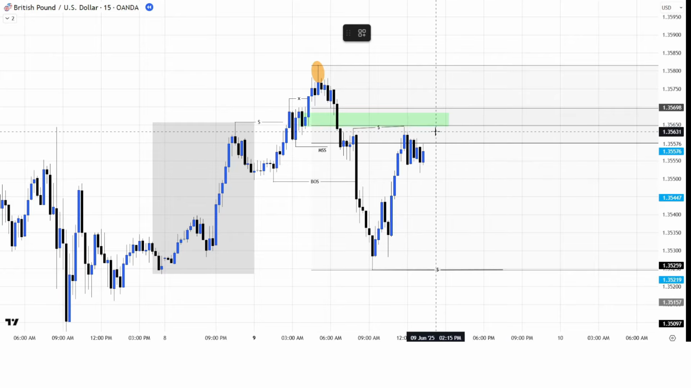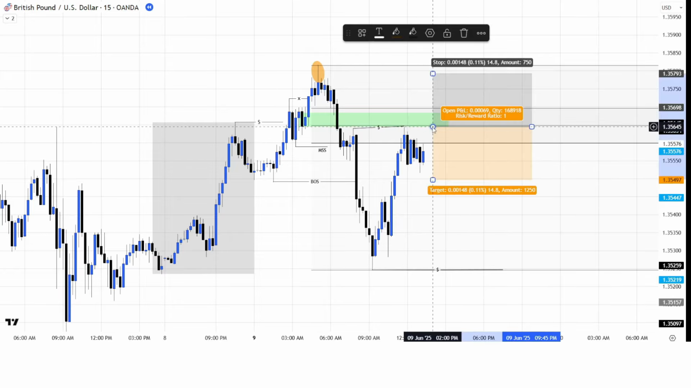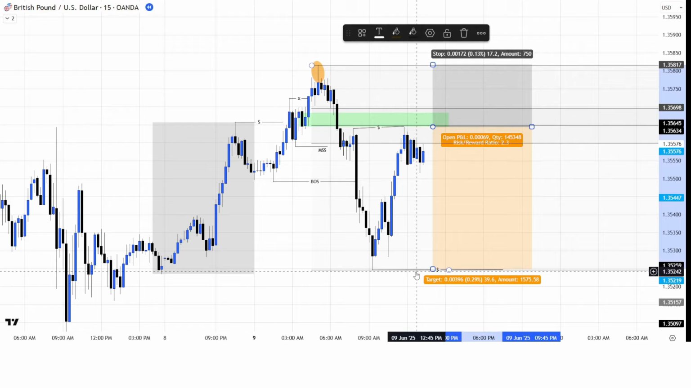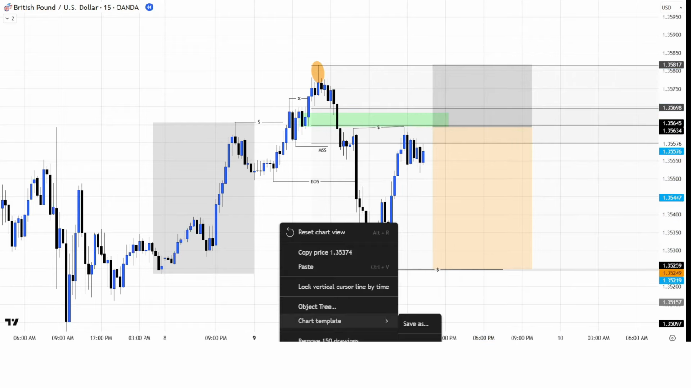So, a beautiful trade. If you want to take this right here, it could be from here to about up here, and I'm targeting right down here. And if you're on TradingView, it's about here.